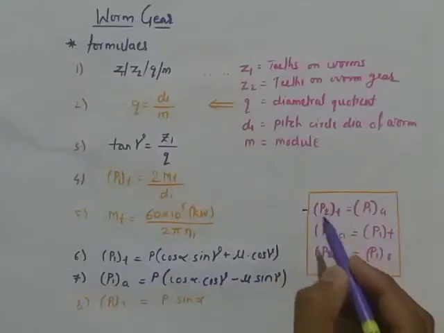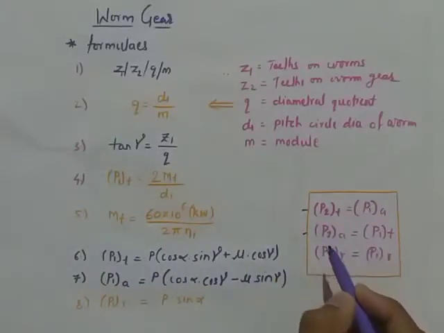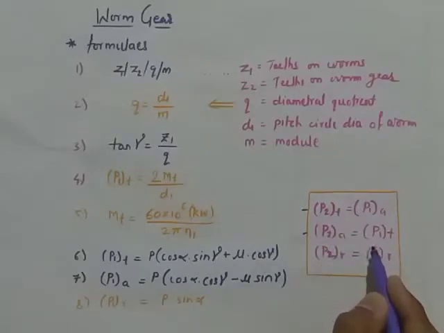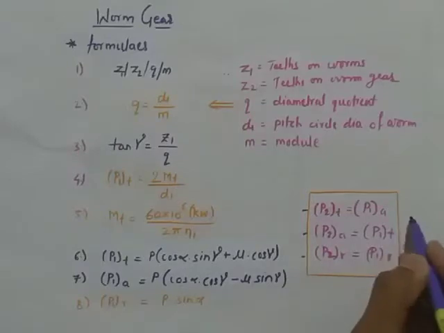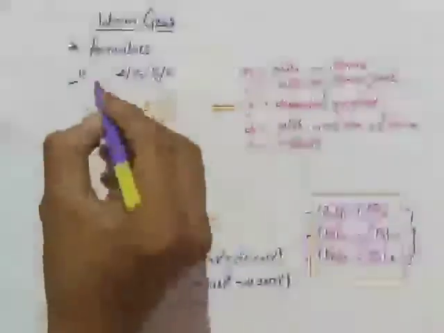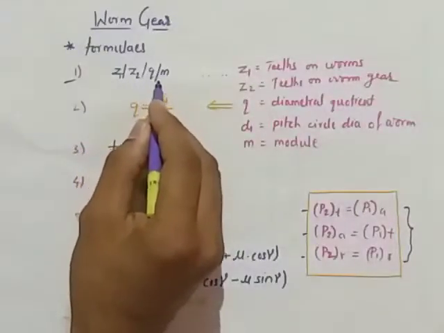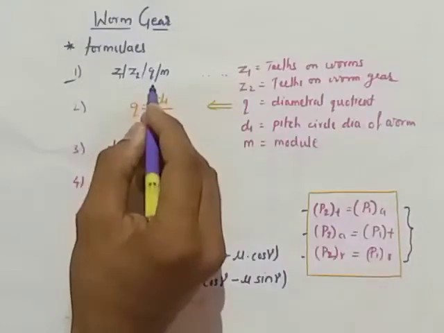That is P2T is equal to P1A, second case P2A is equal to P1T, and P2R is equal to P1R. These are the formulas which were derived in the earlier session. Next, a very important formula: Z1/Z2/q/m. This will be the designation used for the worm gear.